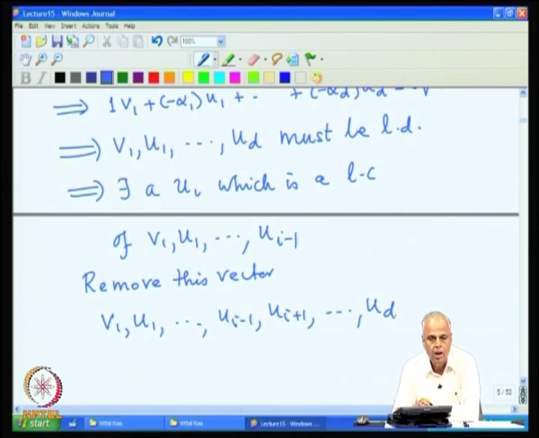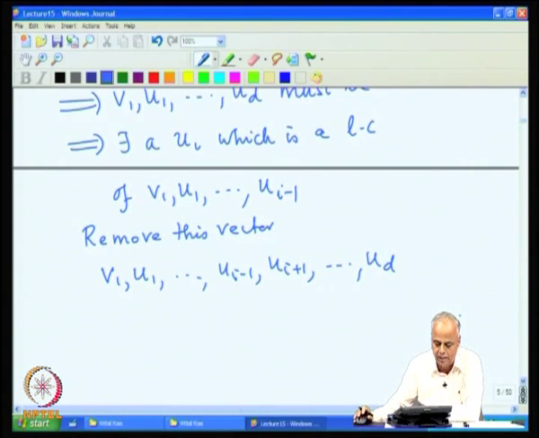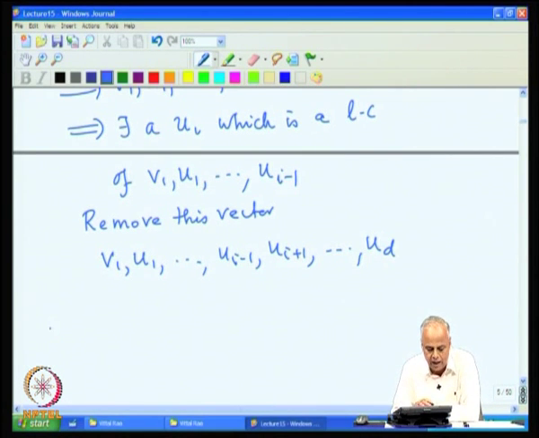... up to ud. Now, this set may or may not be linearly independent. Suppose this is further linearly dependent, then we can do the scanning again and knock out a vector which is a linear combination of the preceding ones. That cannot be v1, u1, or ui minus 1, because we have seen these are not linear combinations of the previous ones. It could be ui plus 1 or ui plus 2 and so on. So we knock off a vector uj, where j is bigger than i.